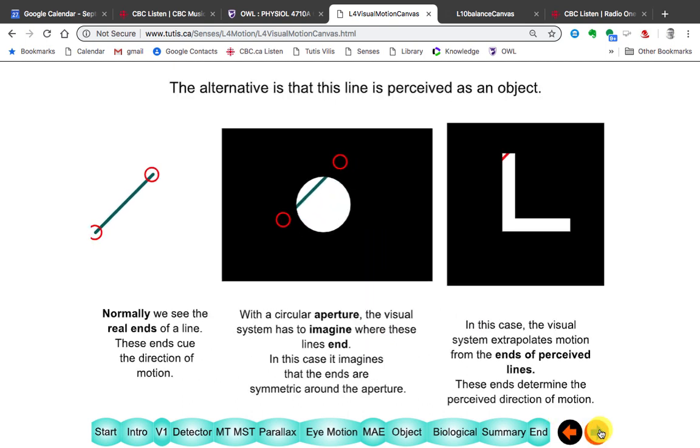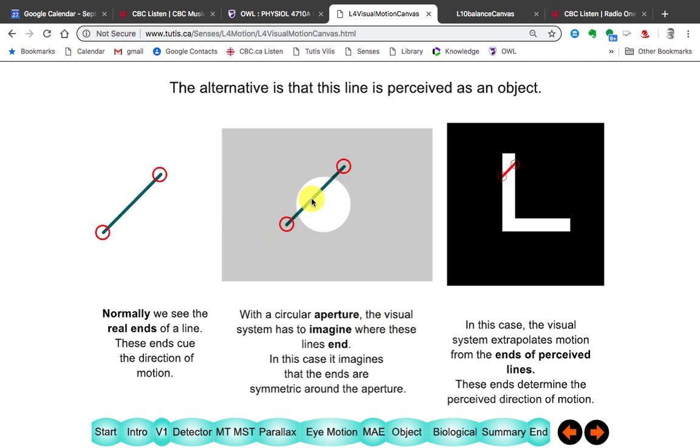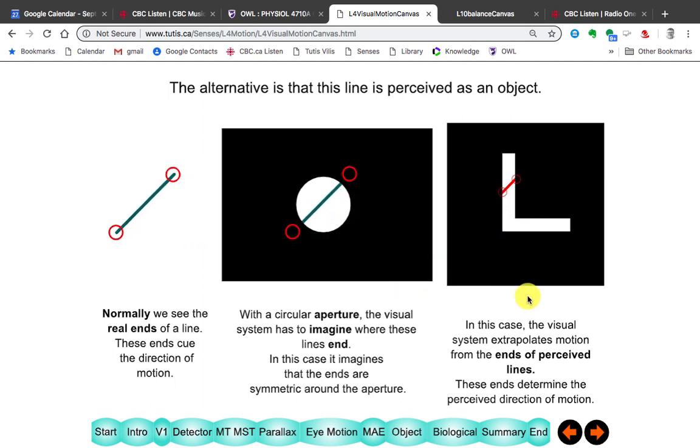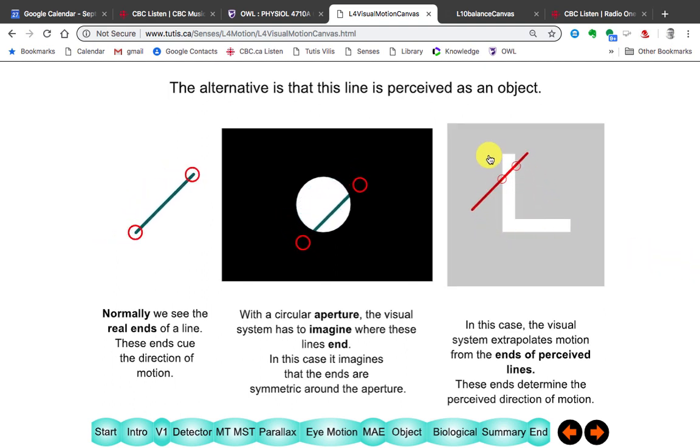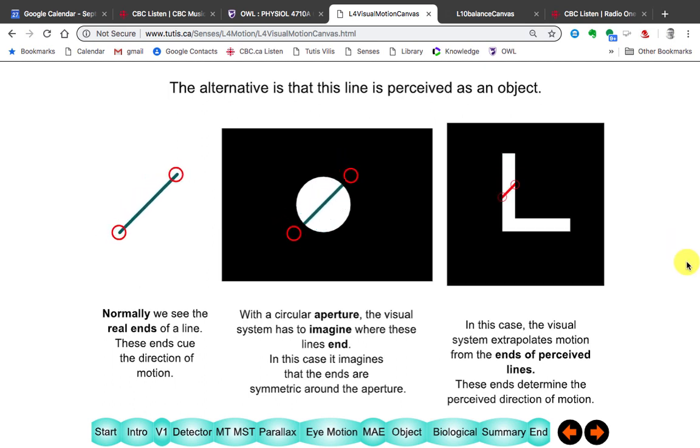Well, in some situations, it's also guessing where the ends of the lines are. So here, we can see the ends of the line. You can tell the line is moving horizontally. Here, from the fact that it's perpendicular, you're guessing that the end of the line is over here. And in here, you're guessing that the ends of the line are at the very edge of this L. Okay? And for that reason, it's moving down here and to the right here. So you, in some ways, treat them as an object.